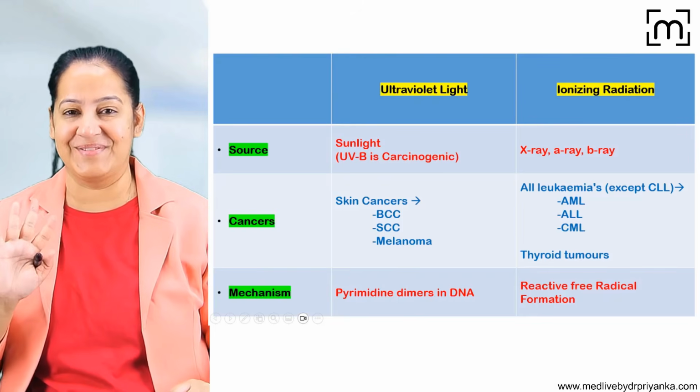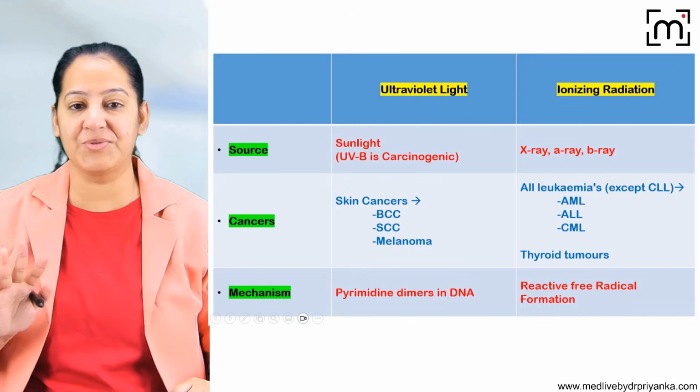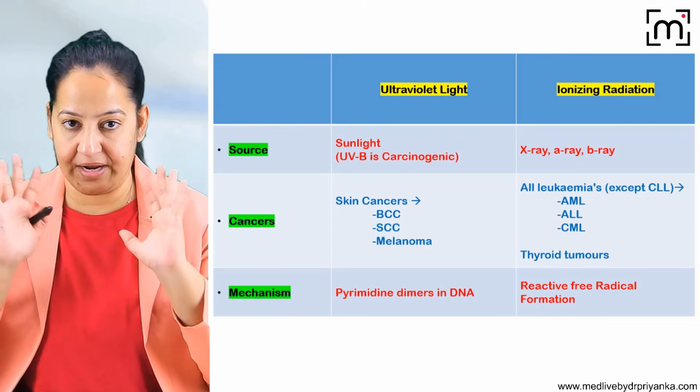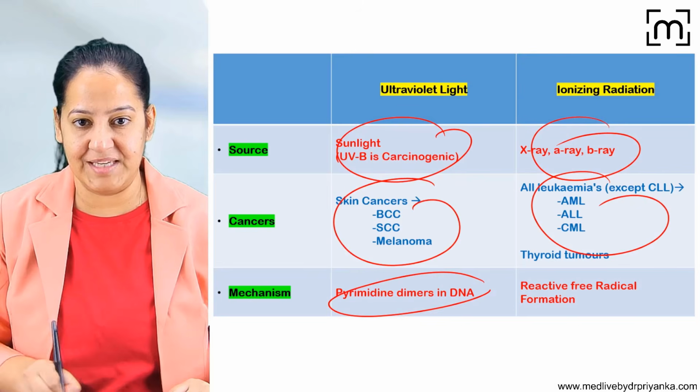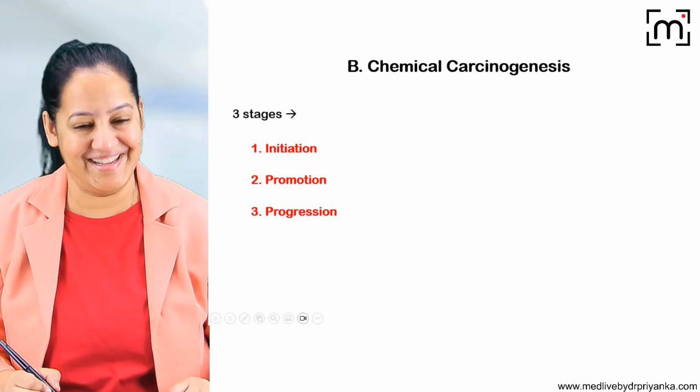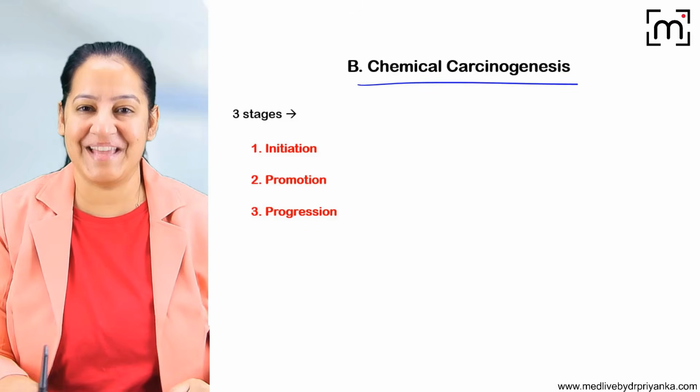We are done with physical carcinogenesis, radiation induced carcinogenesis. You can read the references. You can see the source, the cancers, and the mechanism. Okay, we are done. Now coming to chemical carcinogenesis.